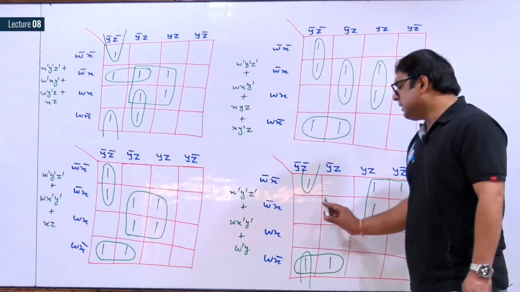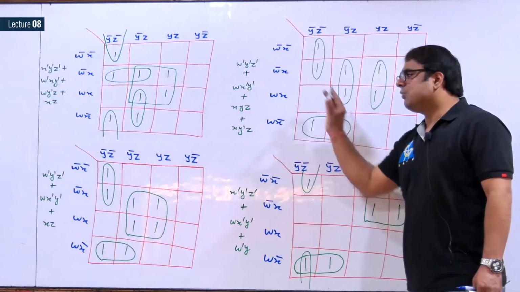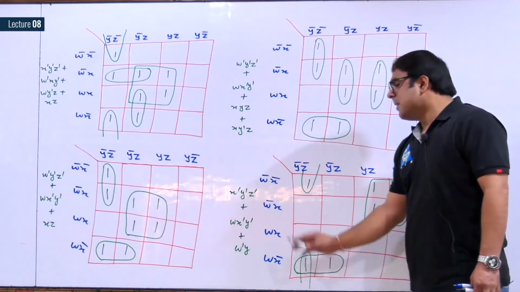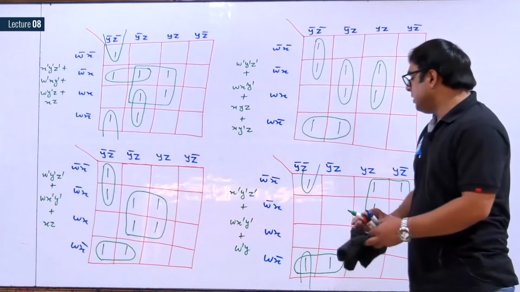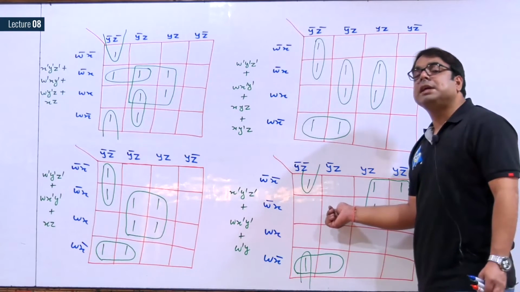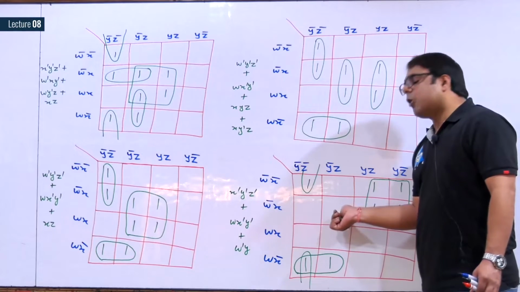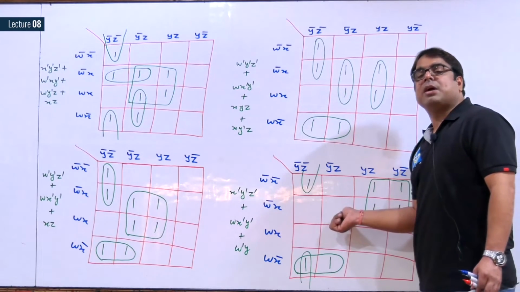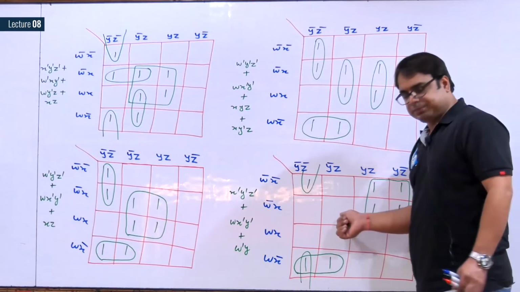So obviously this K-map is not matching with the other three K-maps. So the given function, this option D is not equivalent to F. This is the correct option.